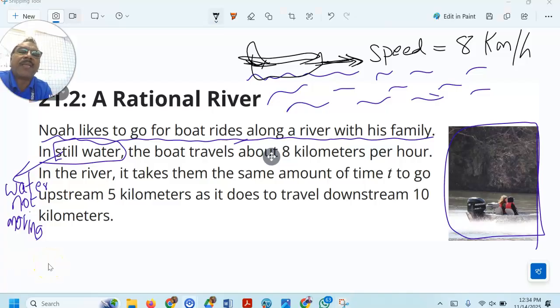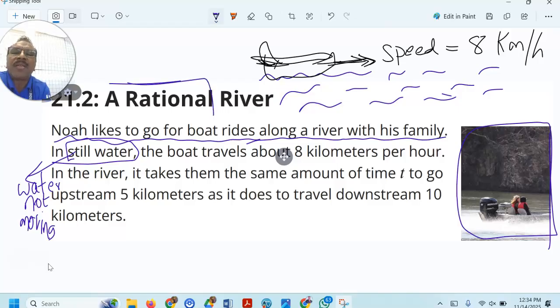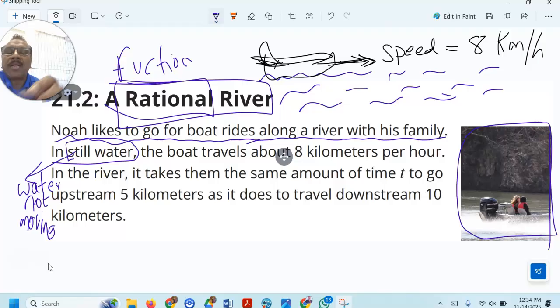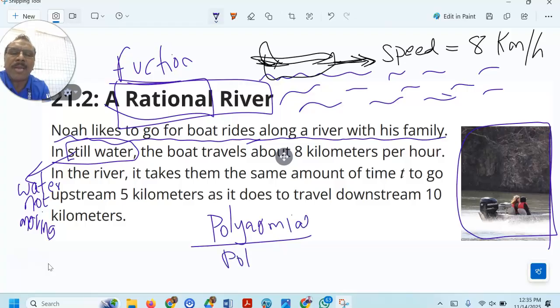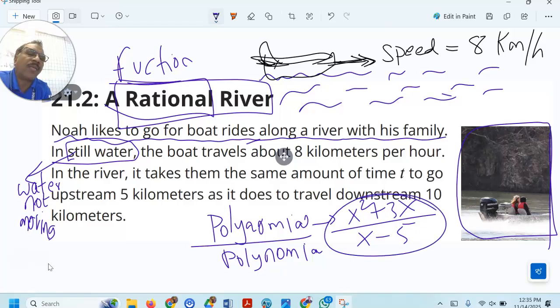This is really a nice application. Why do we even want to learn about rational functions? What has that got to do with our lives, right? So this is the rational river, but it talks about rational functions. We want to create a rational function where the numerator has to be a polynomial and the denominator also has to be a polynomial. So something like a quotient, something up, something down, and something basically means polynomial. It could be x square plus 3x, or x minus 5. All this is a rational function.